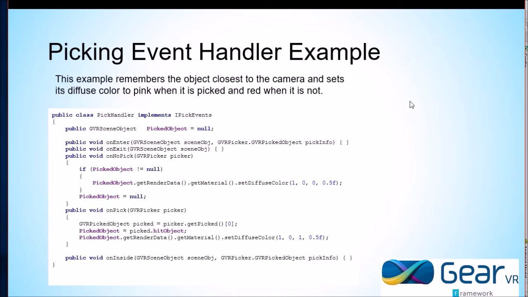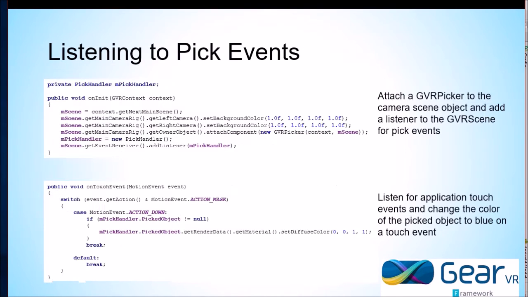In this case, we don't care about the on-enter or on-exit for each individual object picked. We only want to know what's the one closest to the camera, and then we're going to remember that one, and we're going to set its color. And then when nothing is picked, we're going to take whatever that object was that we picked and put its color back so that it's not picked anymore.